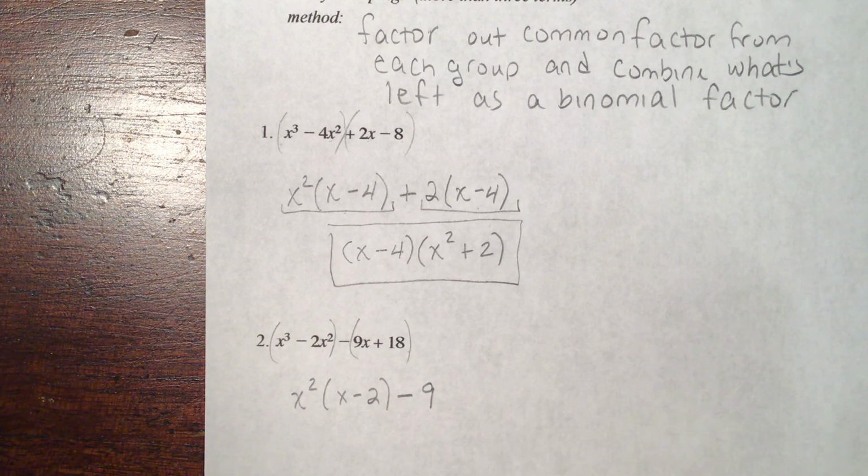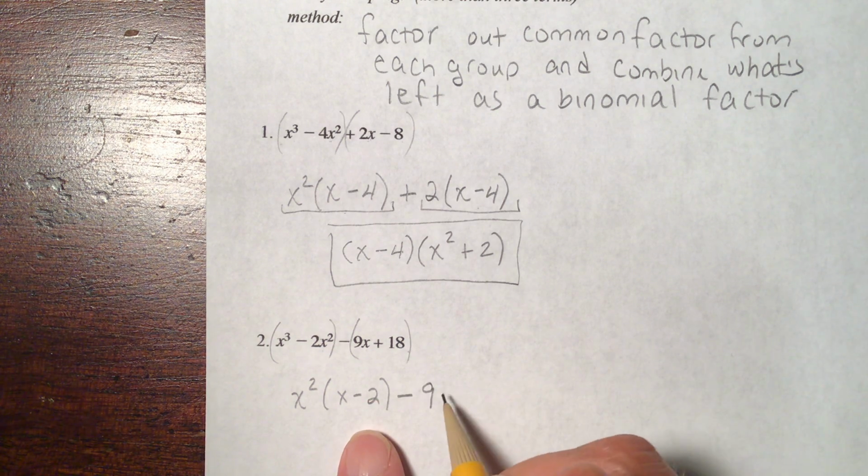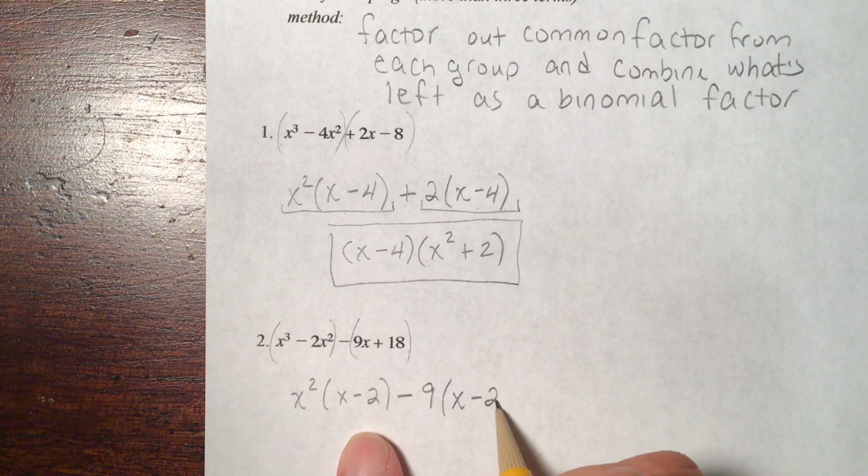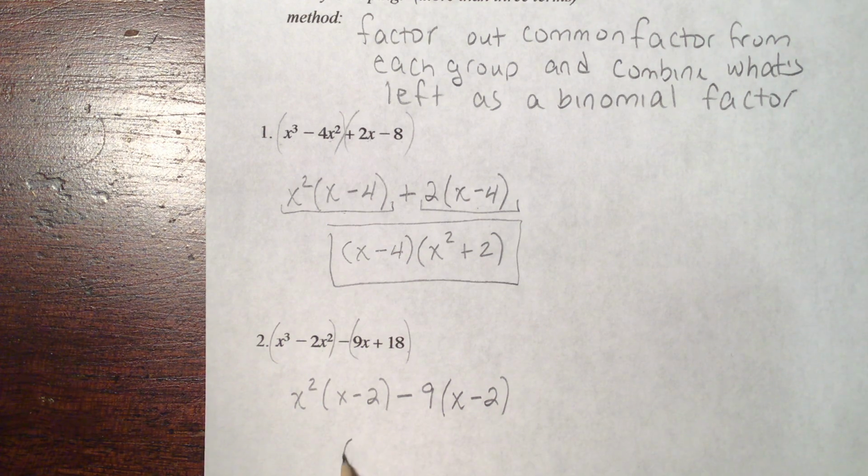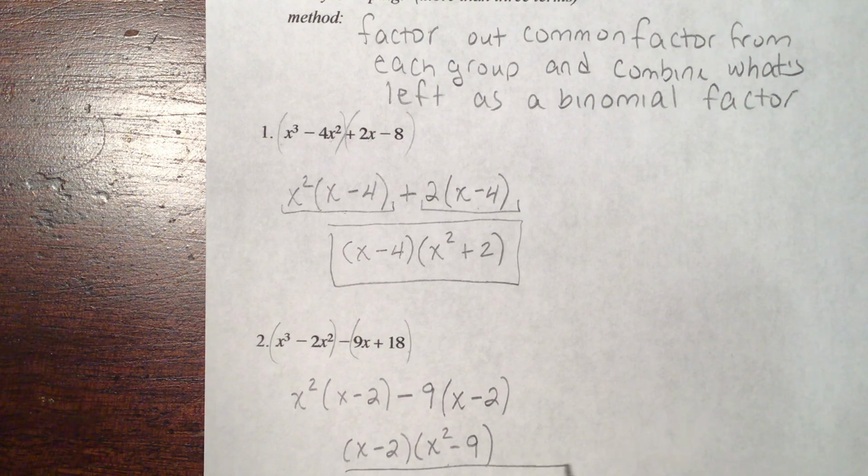Now think about this. I'm factoring out a negative 9. So I'm going to have x minus 2 inside. Now my GCF is x minus 2. And then my leftover is x squared minus 9. But this is a difference of squares, so we're not done. x minus 2, x plus 3, x minus 3. Now we're done.